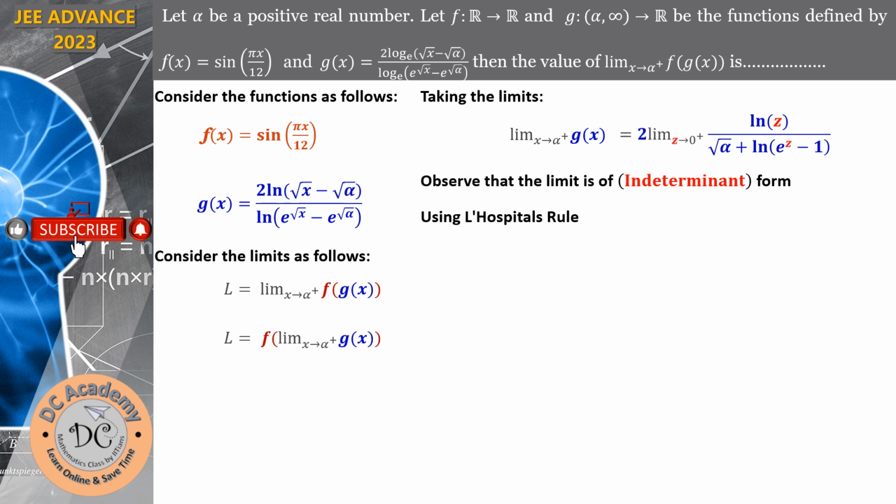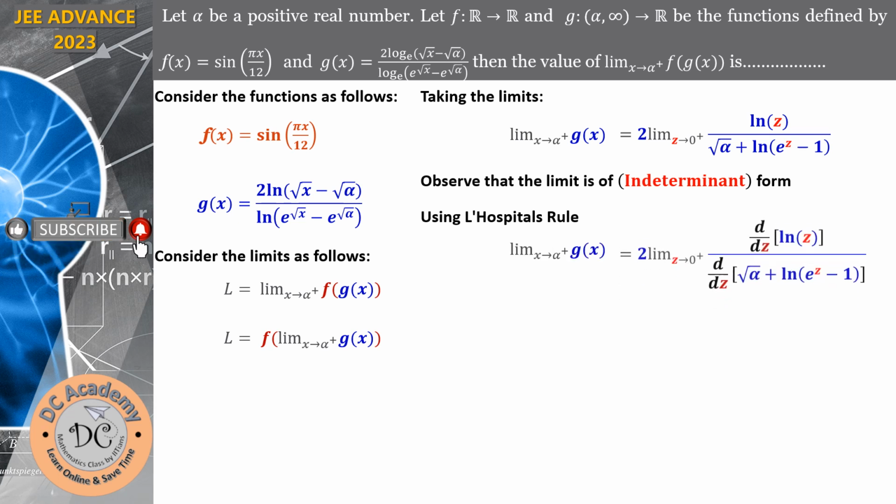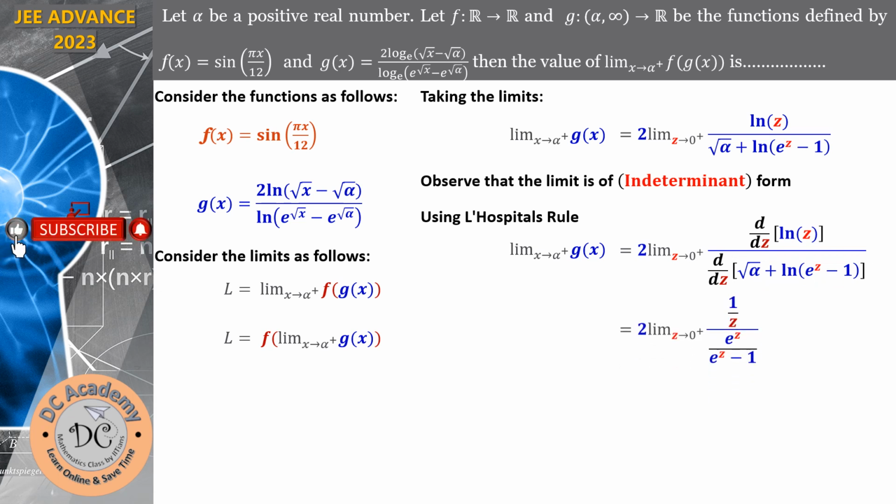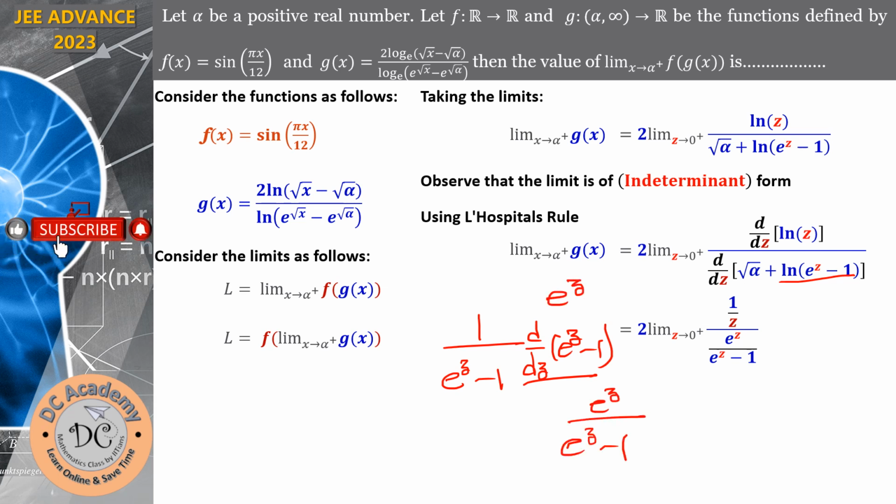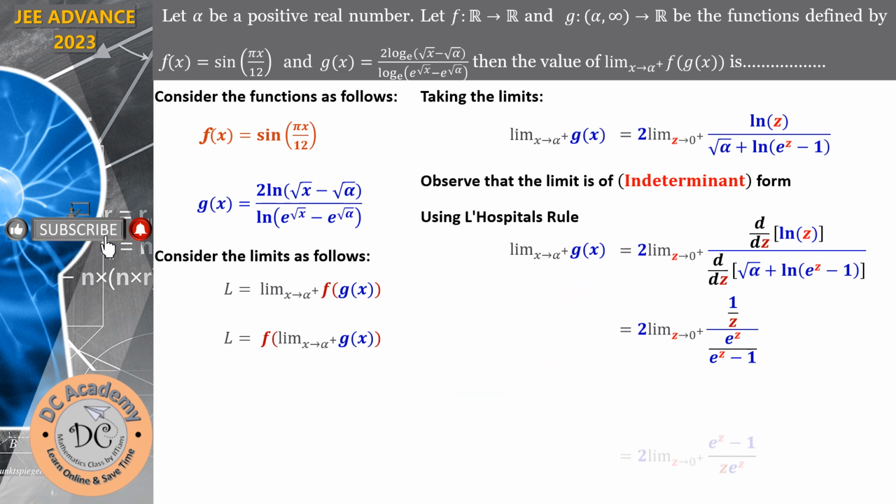That means we have to differentiate the numerator and denominator separately. If I do so, in the numerator we have 1 by z, and in the denominator will be e to the power z divided by e to the power z minus 1. If I differentiate log of e to the power z minus 1, it will be 1 by e to the power z minus 1, and d/dz of e to the power z minus 1 is e to the power z, so it will be e to the power z divided by e to the power z minus 1. Now if I simplify it a little bit, we can say it will be e to the power z minus 1 divided by z into e to the power z.